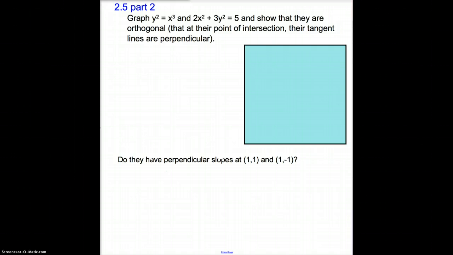So first of all, if you have the directions to say to graph two functions and show that they are orthogonal. Orthogonal means that at their point of intersection, their tangent lines are perpendicular. So first we're going to have to graph y squared equals x cubed.